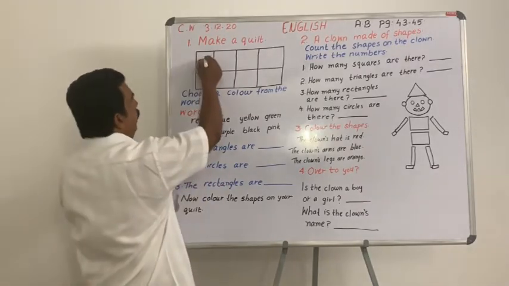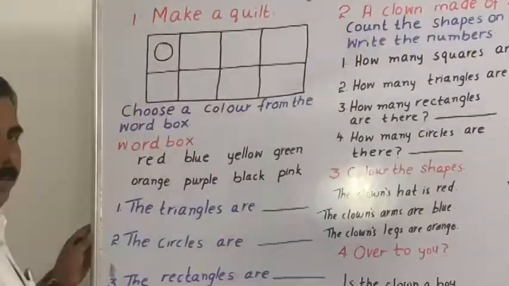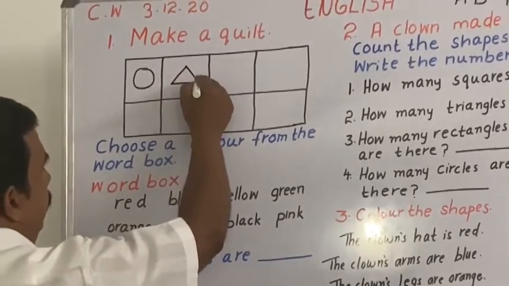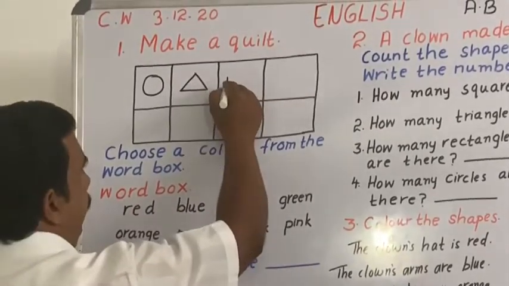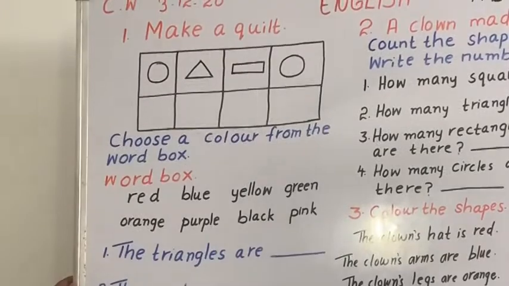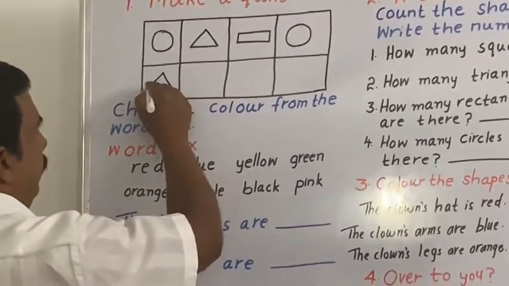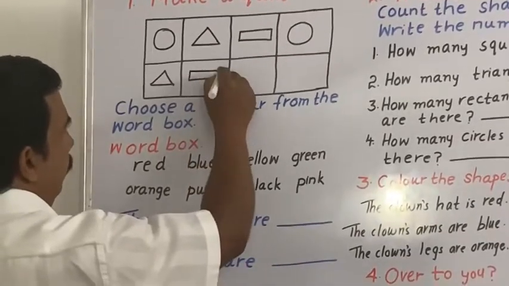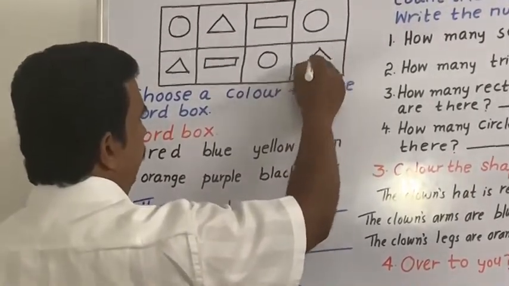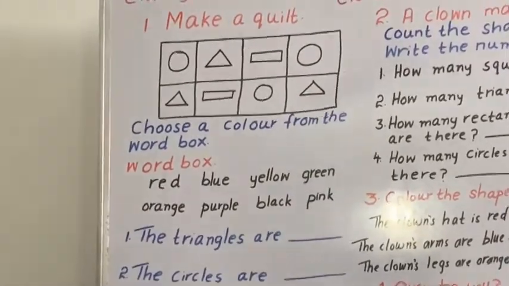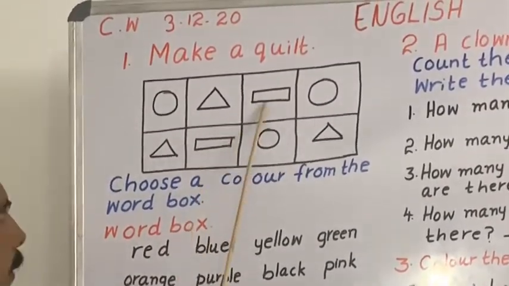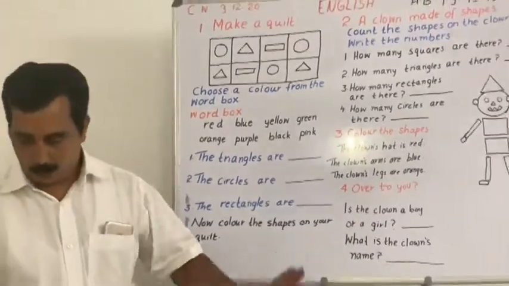Ready, children? First I draw a circle. Clear? Now I want to draw a triangle. Yes, I need to draw a rectangle. Again, circle. What's next? Very good. Triangle. Again, rectangle. Circle. One more, triangle. Could you complete, children? Look here. I have drawn 1, 2, 3 circles, 1, 2 rectangles, 1, 2, 3 triangles. Yes, we have completed.